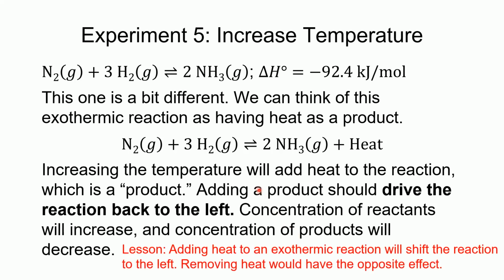So the lesson here is adding heat to an exothermic reaction will shift the reaction to the left, and removing heat would have the opposite effect. So if we had cooled this down, that would have shifted the reaction to the right. We're going to see the endothermic example of this a little bit later after I talk about the setup, the industrial setup for the Haber process.